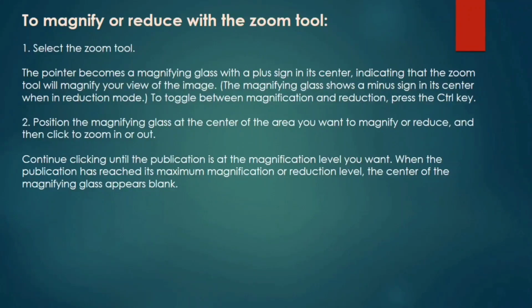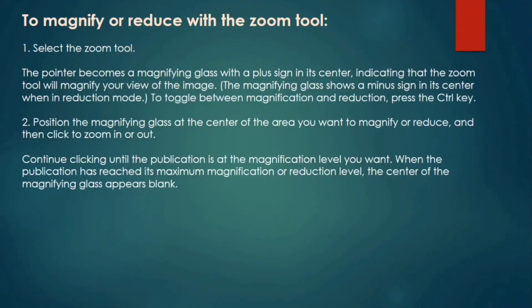Position the magnifying glass at the center of the area you want to magnify or reduce and then click to zoom in or out. Continue clicking until the publication is at the magnification level you want. When the publication has reached its maximum magnification or reduction level, the center of the magnifying glass appears blank.